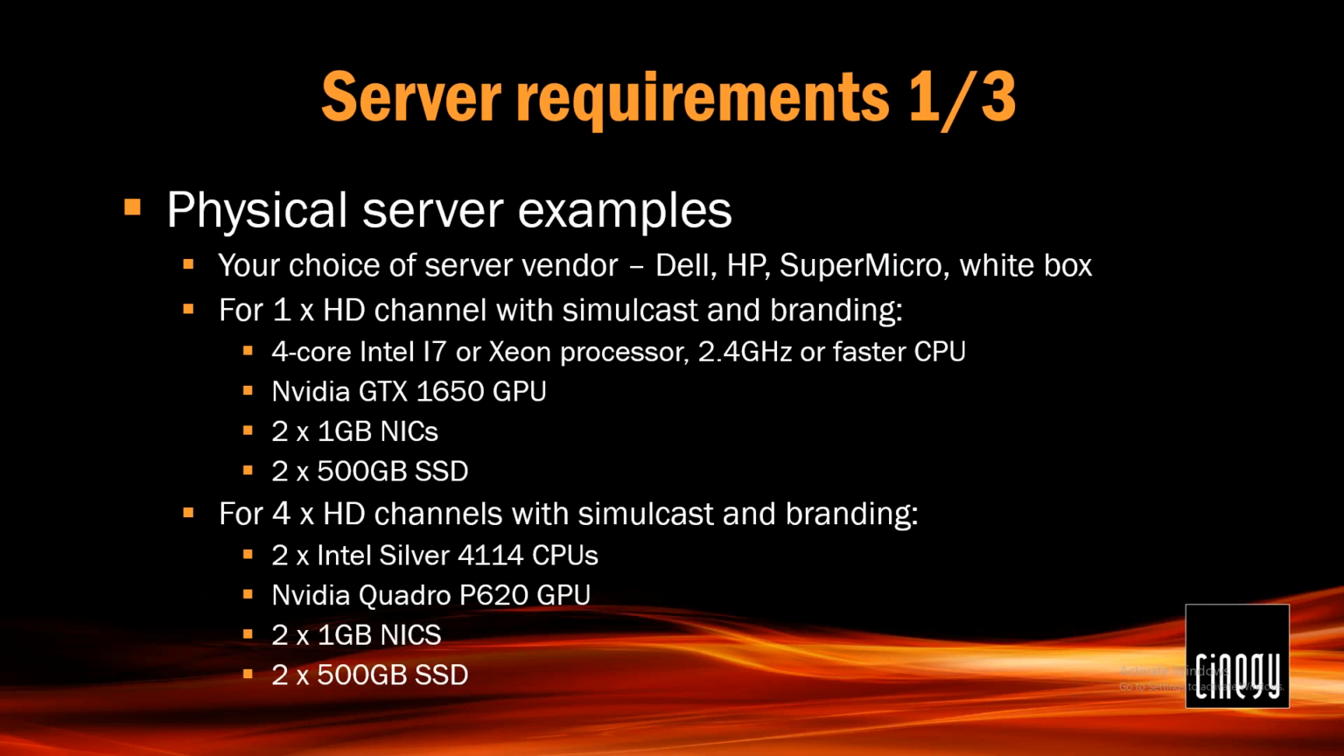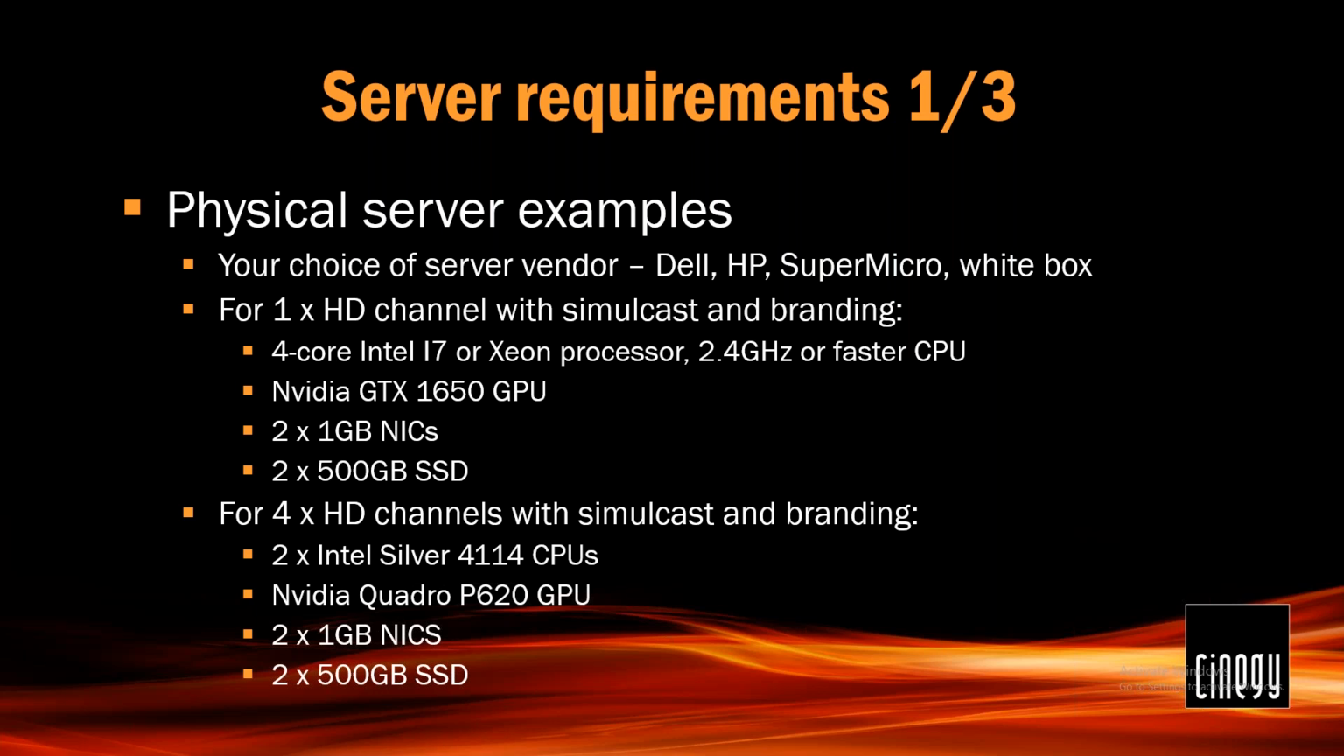As we all already know, if you're working in SD, you're still dependent on the CPU, but a modern 4-core CPU will be able to handle a single SD channel standing on its head, so it's much less of an issue than it used to be. For an HD channel, one single i7 4-core, or a Xeon of the same type, 2.4 gigahertz or faster, together with a 1650 GPU, cost you $150. 2 1 gig NICs and 2 500 gigabyte SSDs.